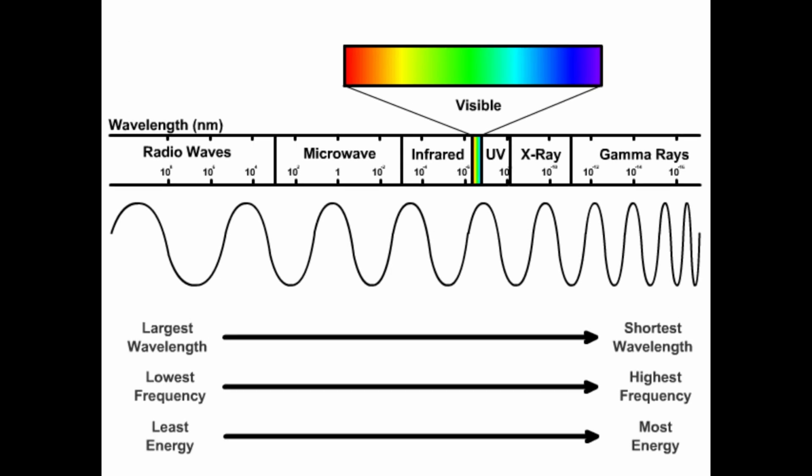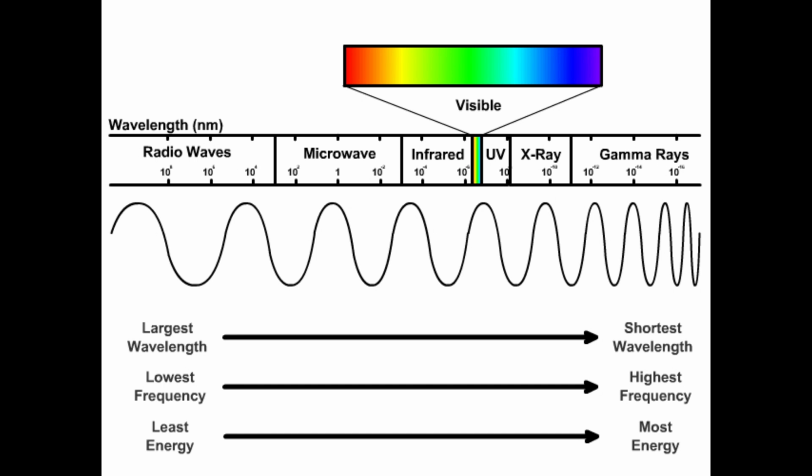Electromagnetic spectrum. The electromagnetic spectrum is a range based on frequency, wavelength, and energy. In terms of frequency, it's a range from the lowest frequency to the highest frequency. In wavelength, it starts from the largest wavelength to the shortest wavelength. In terms of energy, it starts with the least energy to the most energy.